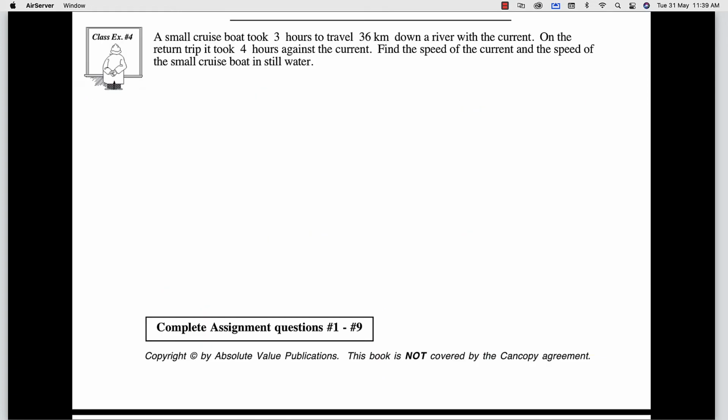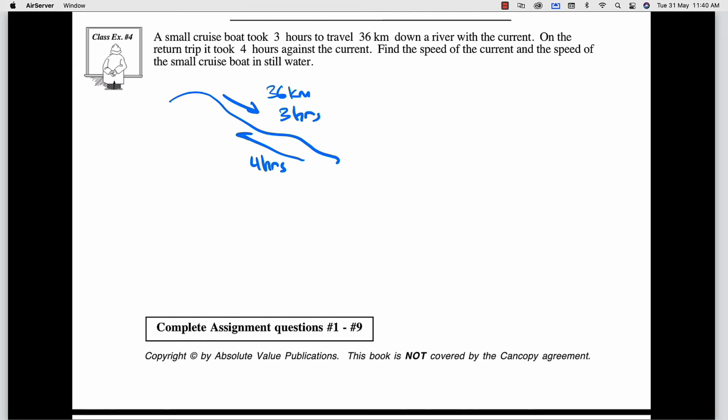Okay, last one. We're still dealing with some distance, speed, and time, and it says we got a small little cruise boat. It traveled 36 kilometers for 3 hours down a river. So essentially there was this river and it went down, which happened to be 36 kilometers long, and it was going down. It took 3 hours to make that trip. Then it went up the river, so it would only make sense that it's going to take a little bit longer because you're going against the current. So the current is fighting you.